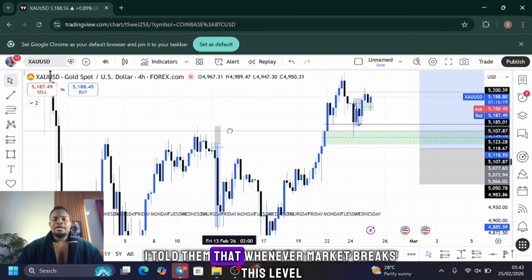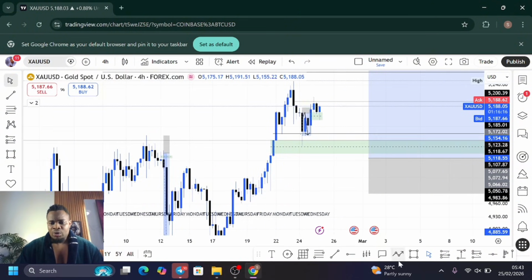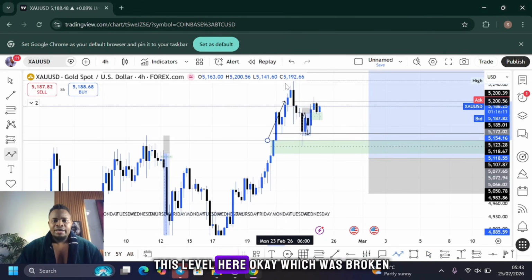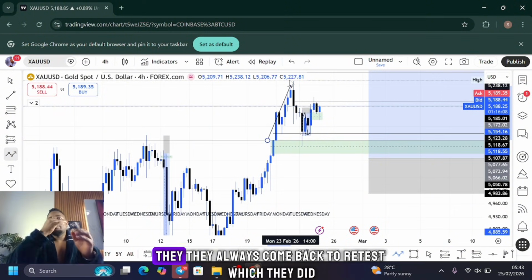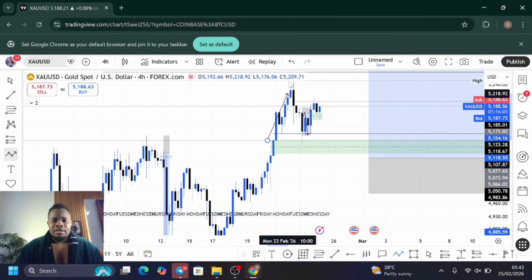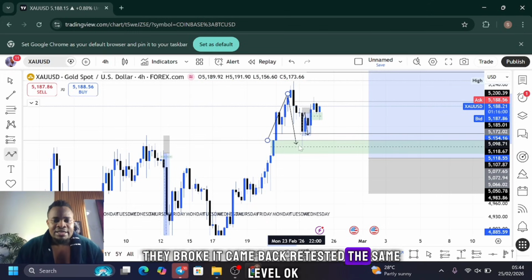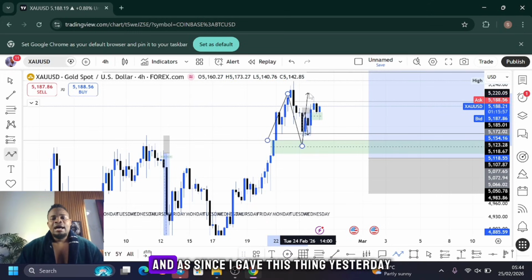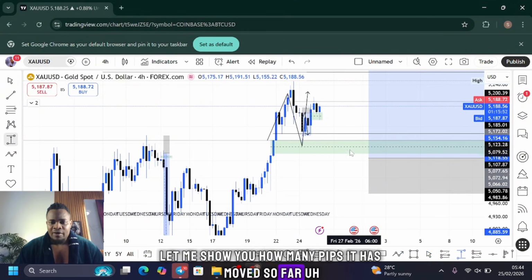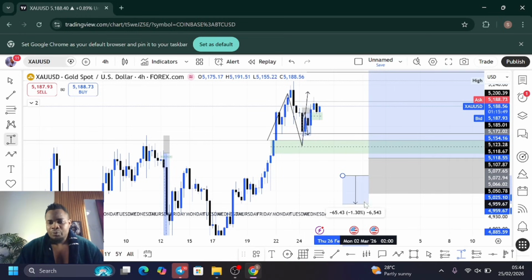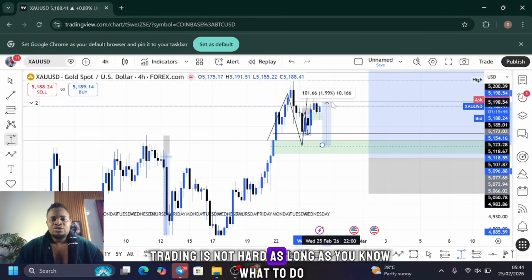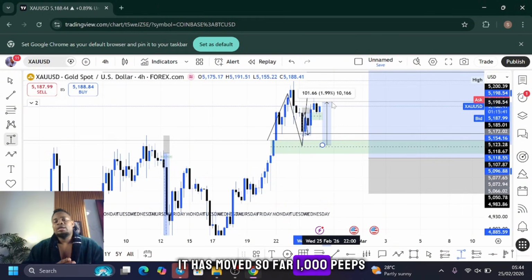I told them that whenever the market breaks this level, which was broken, it always comes back to retest, which it did. It broke it, came back, retested the same level, and now they are buying. Since I gave this yesterday, let me show you how many pips it has moved so far. That's why I tell people that swing trading is not hard as long as you know what to do. It has moved so far 1,000 pips.